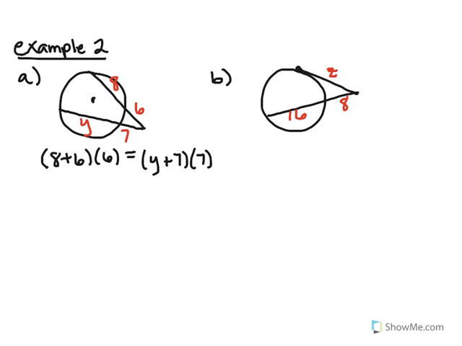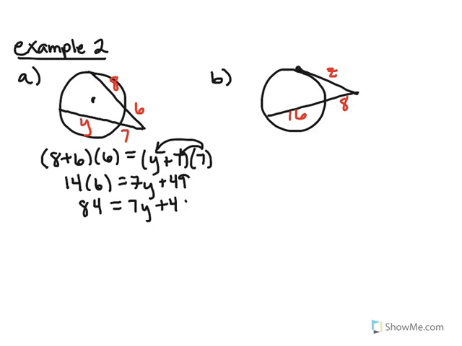All right, so let's start simplifying. So 8 plus 6 is 14. And now we have to distribute. So 7 times y is 7y, and 7 times 7 is 49. And 14 times 6 is going to be 84. So now it's just a matter of reducing all of this. So minus 49, which is going to leave me with 35. And 7 fits into 35 5 times.